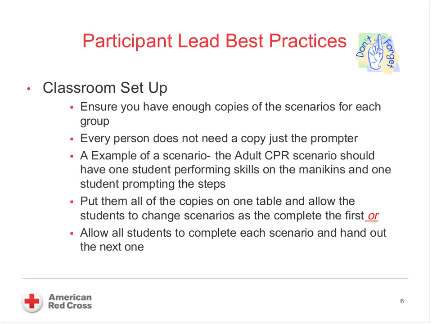The next thing is make sure you have enough copies of the scenarios for each group. And every person doesn't need one, just the prompter. An example of a scenario is that with the adult scenario, you have one student performing the skills on the mannequin and the other student is prompting the steps from that copy. Some instructors put all the copies on the back of the table and allow the students to change scenario as they complete them. Or you can control the environment and have them complete each scenario as a group, meaning every small group completes it before you move on with the large group to the next scenario.